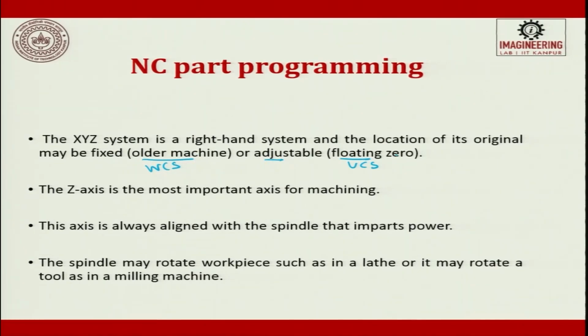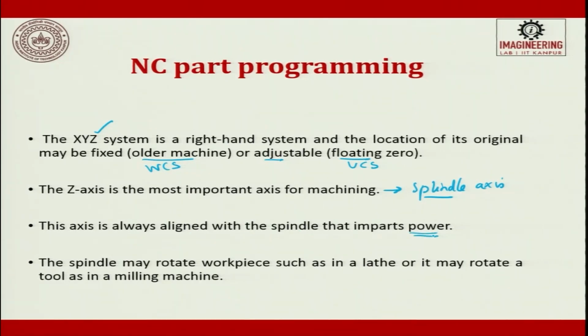The Z axis is the most important axis of the machine, where it becomes the spindle axis. So, when we use the right hand system, we first fix the Z axis, then the other two are orthogonal to it. So you can quickly find out what the X and Y axes are. The Z axis is always aligned with the spindle that imparts power.